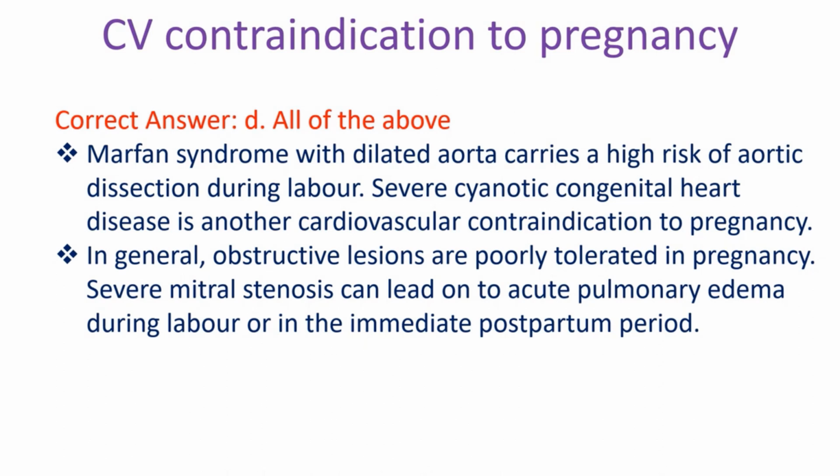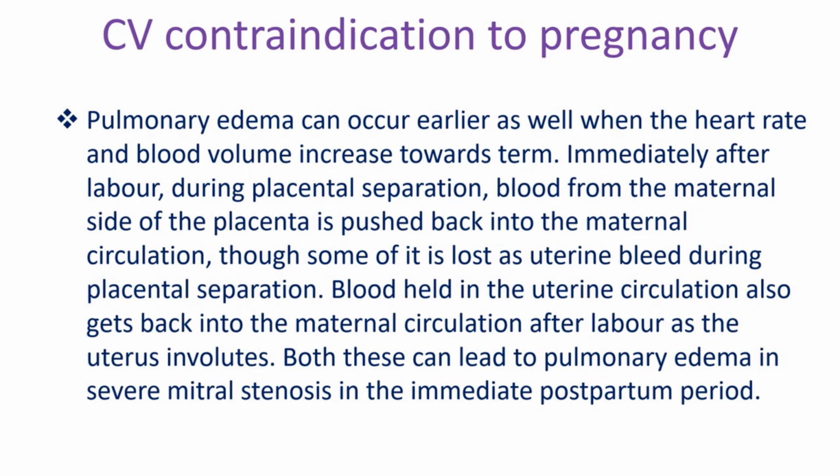Severe mitral stenosis can lead to acute pulmonary edema during labor or in the immediate postpartum period. Pulmonary edema can occur earlier as well when the heart rate and blood volume increase towards term. Immediately after labor, during placental separation, blood from the maternal side of the placenta is pushed back into the maternal circulation, though some of it is lost as uterine bleed during placental separation. Blood held in the uterine circulation also gets back into the maternal circulation after labor as the uterus involutes. Both these can lead to pulmonary edema in severe mitral stenosis in the immediate postpartum period.